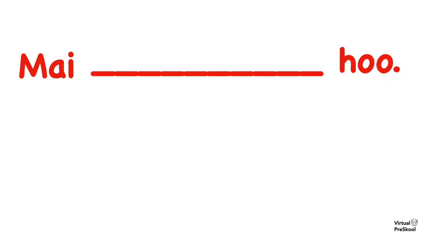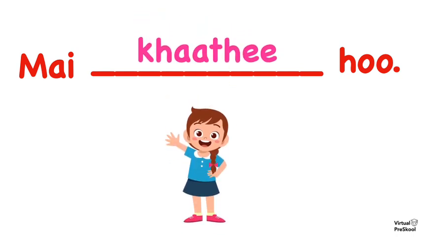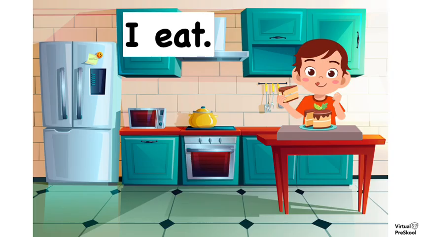Khati. Next, set up your sentence. We start with मैं and end with हूँ. And last, we have to fill in the blank. What goes in the blank line? Khati, because we were doing the sentence for a girl. And now the complete sentence is मैं खाती हूँ.